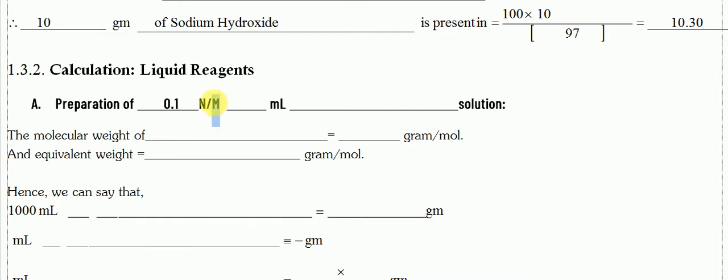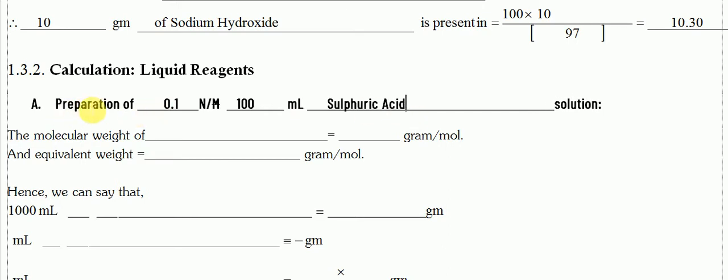So we have to omit the molarity value. You can just ignore this molarity value. Preparation of 0.1 normal, 100 ml sulfuric acid solution. So this is our given mathematics. Preparation of 0.1 normal, molarity has been omitted, 100 ml sulfuric acid solution.